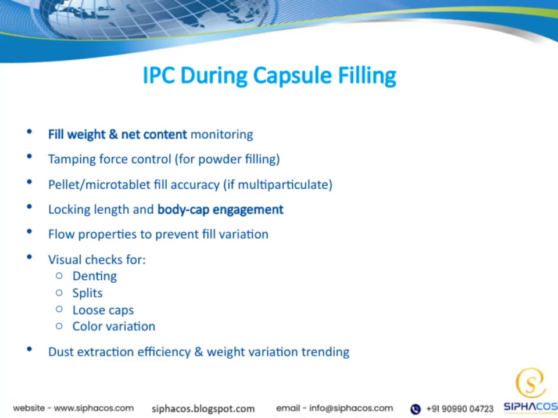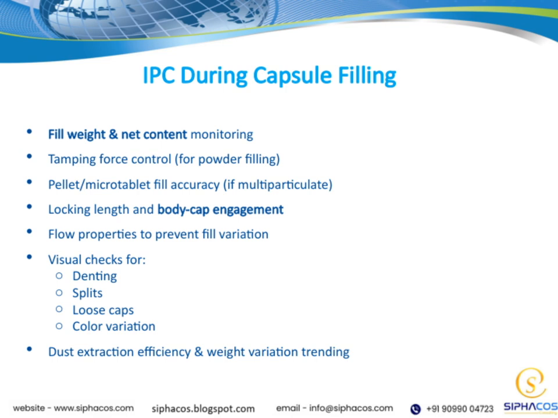Now, let's take a closer look at some of the critical aspects of capsule filling quality control. First, we have fill weight and net content monitoring. This is essential to ensure each capsule contains the correct amount of product, maintaining dose accuracy and consistency. Tamping force control for powder filling is also vital because it helps us achieve uniform density and fill volume, which directly impacts the quality of the final product.